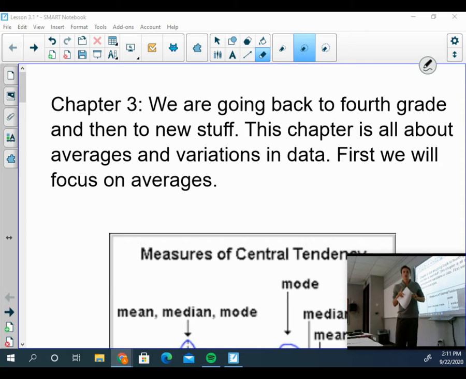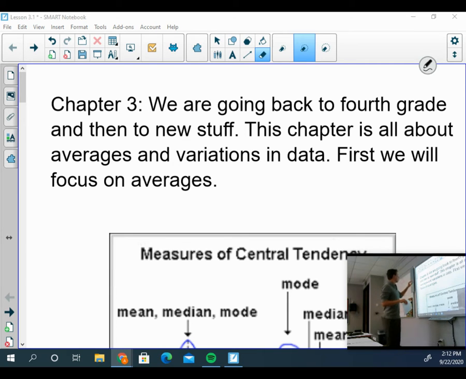What are averages and variations? How can I sum up the data? What is the middle of the data? What is the average piece in the data? And then variations in data is the spread of the data. How consistent is the data? Is it very spread out, or does all the data stay around the same range? Okay, we're going to dive all into that.